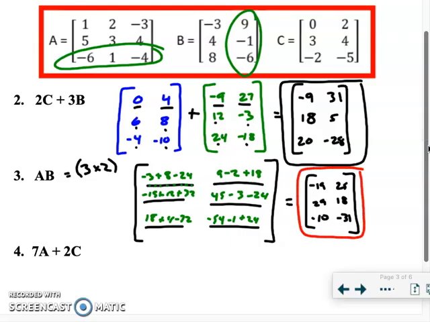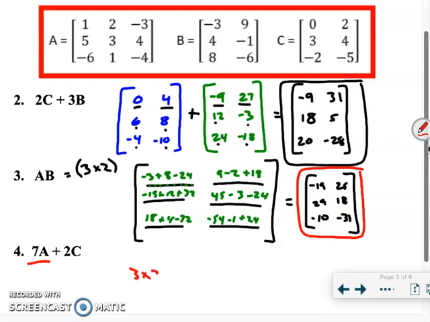All right, then number 4, kind of the same thing. We have 7 times A plus 2 times C. Now, we could jump through the hoops and actually scale through the 7 and the 2. But at the end of the day, I know that 7A is going to be a 3 by 3 matrix. And I know that 2C, the scalar isn't going to adjust this, is going to be a 3 by 2 matrix. I know that these orders are not the same. Therefore, we cannot add them. So this sum does not exist. There is no solution. It is not possible.